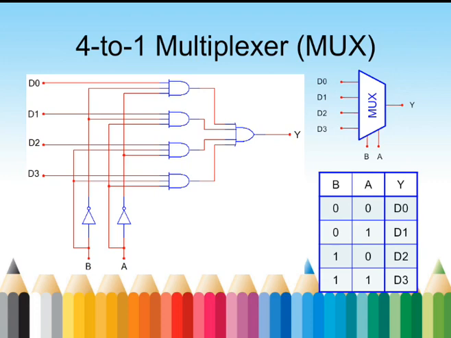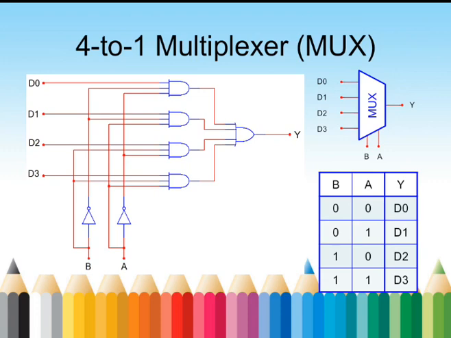For select input 0 0, it selects the data D0. For 0 1, it selects the data D1. For 1 0, it selects the data D2. And similarly for 1 1, it selects the data D3. This is the 4 to 1 multiplexer type.